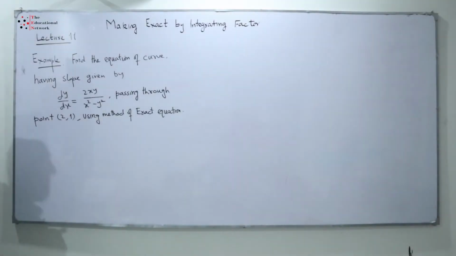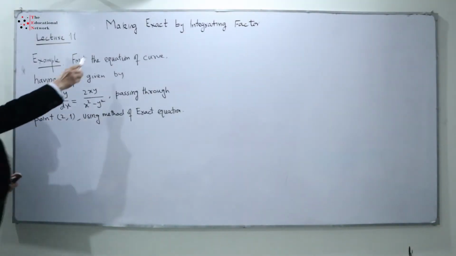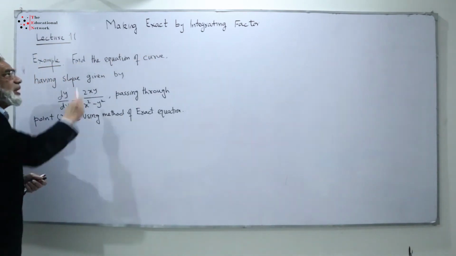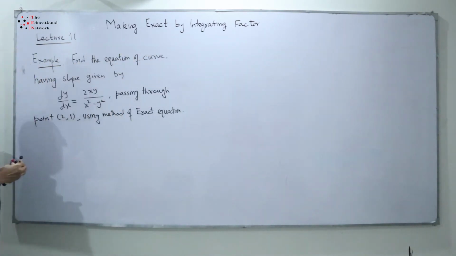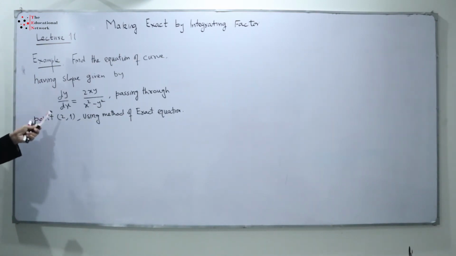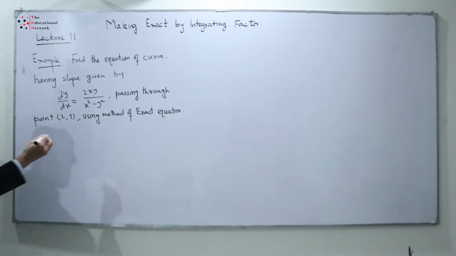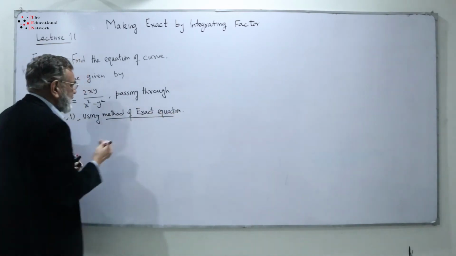We take another example to show you how we can use the integrating factor to make an equation exact and to solve it. So I have here given the equation of the curve by the differential equation. I want to find a particular solution, or this will be an initial value problem, that is passing through the point (2, 1), but we are here told that we have to use the method of exact equation.